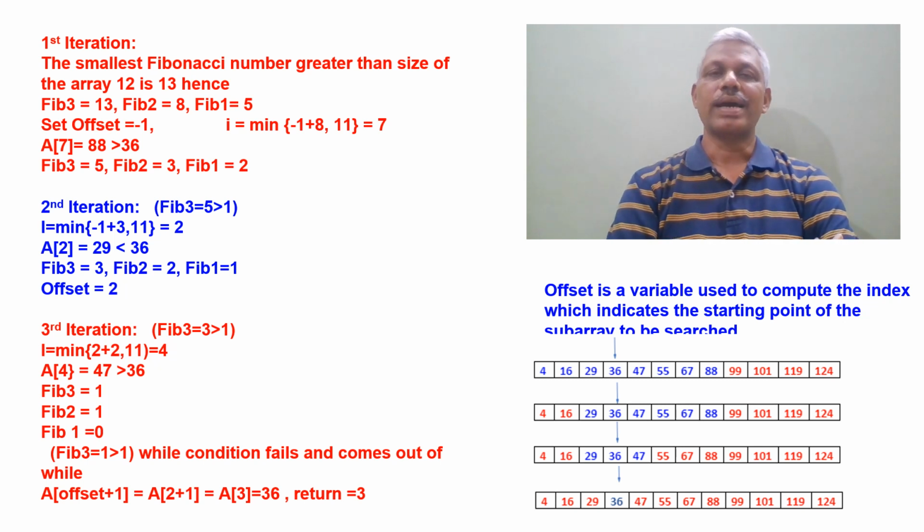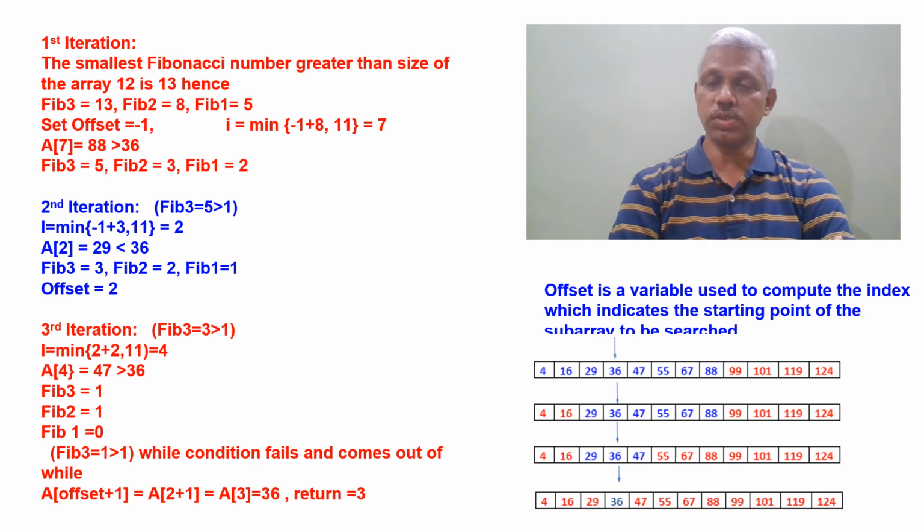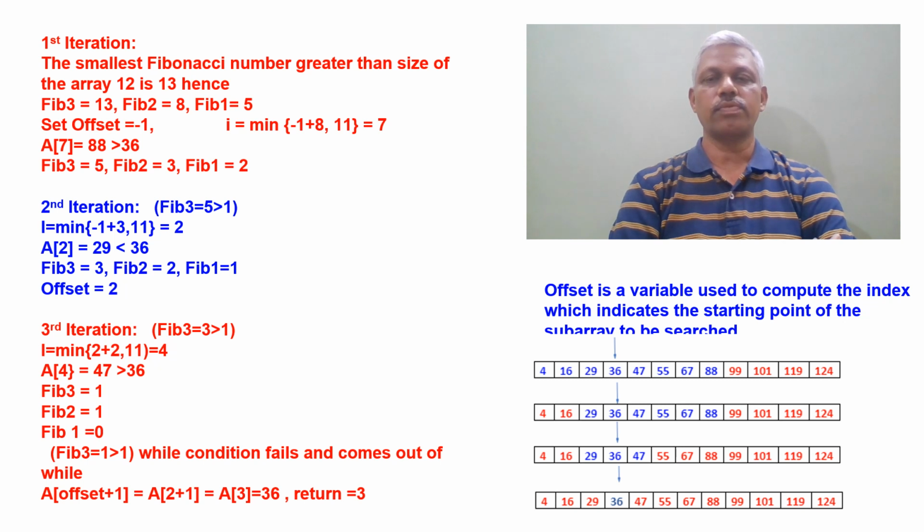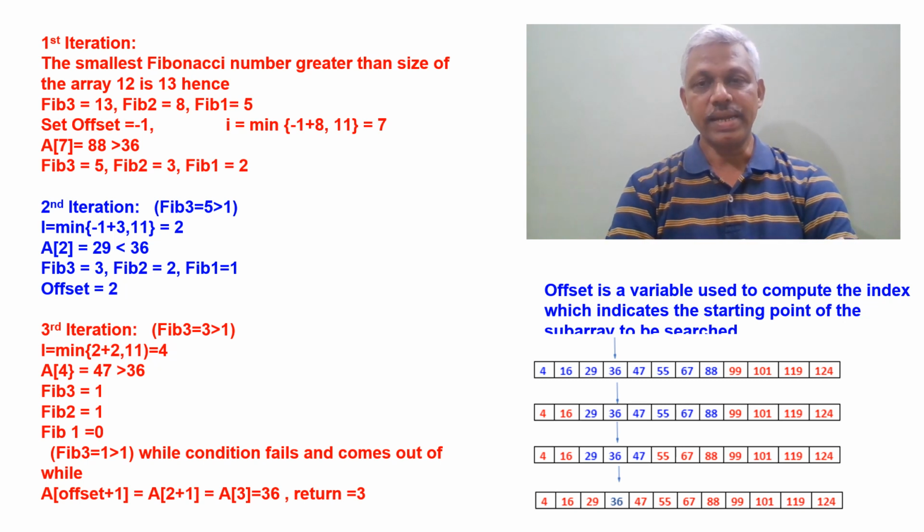Once we do this, as per the algorithm, since it is on the left side, we lower the Fibonacci numbers by 2 steps. So Fib3 becomes 5 now, because after 13, if we move 1 step down, it is 8, but if we move 2 steps down, Fib3 becomes 5, Fib2 becomes 3, and Fib1 becomes 2, the successive Fibonacci numbers. By using these Fibonacci numbers in the second iteration, we compare Fib3 as 5 is greater than 1.